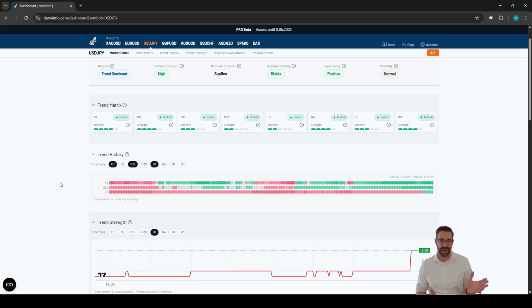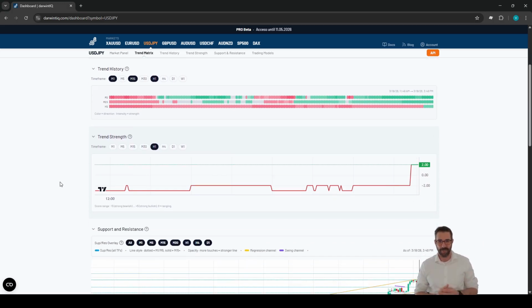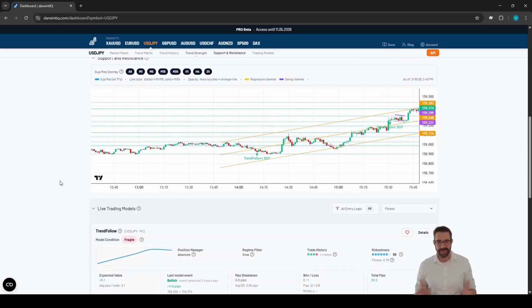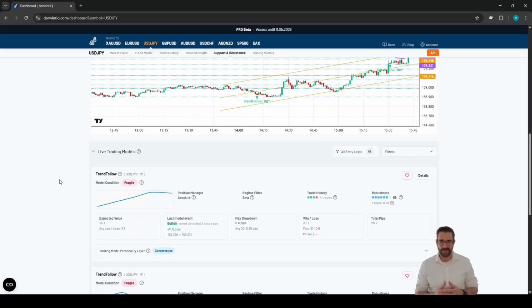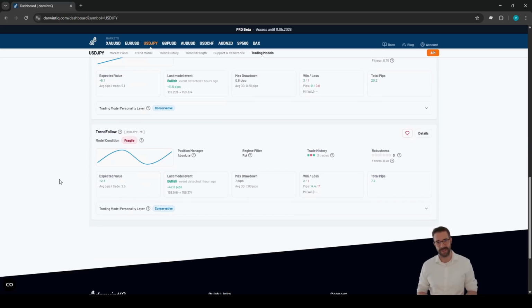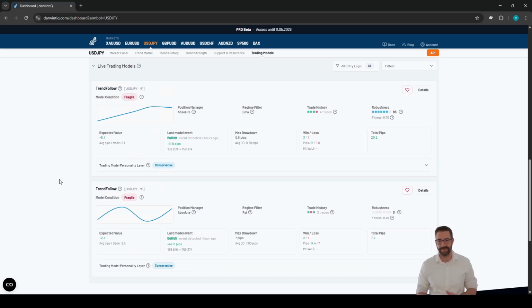The key idea behind this dashboard is simple. Markets are not static, and strategies shouldn't be either. Instead of optimizing one model, darwintIQ continuously explores many and shows you which ones currently make sense.